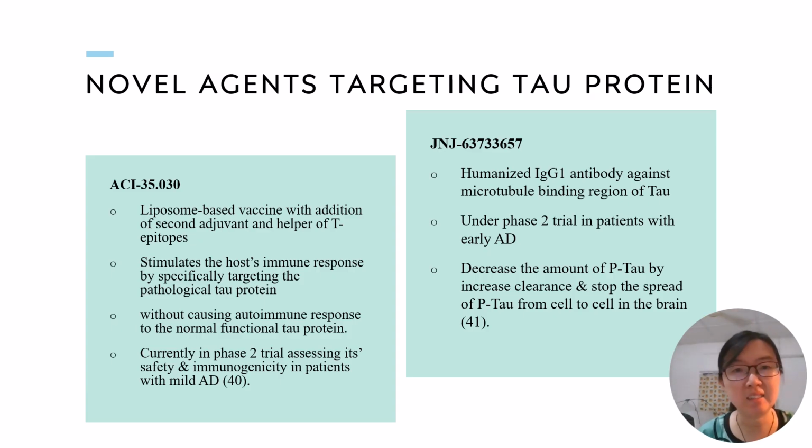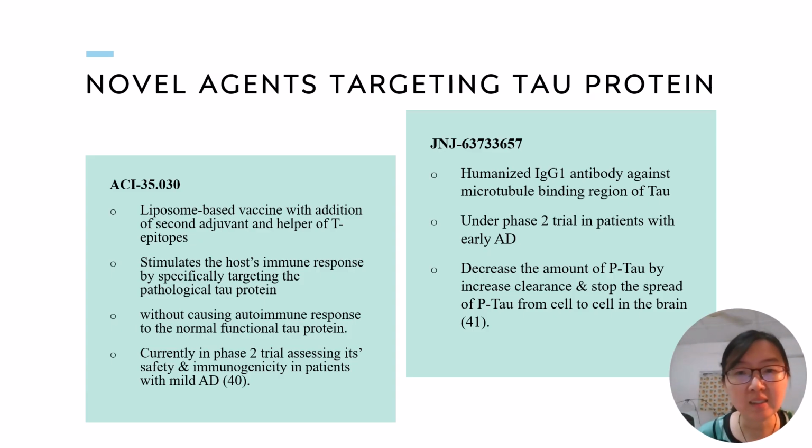Another novel agent targets the tau protein. ACI-35030 is a liposome-based vaccine with the addition of a second adjuvant and helper T epitopes. It stimulates the host immune response by specifically targeting the pathological tau protein without causing any autoimmune response to the normal functional tau. This drug is currently in phase 2 trials assessing its safety and immunogenicity in patients with mild AD.